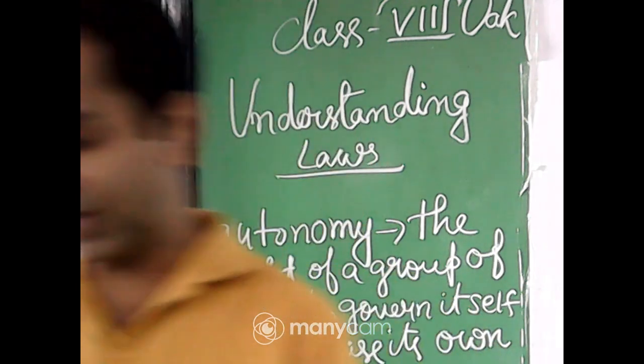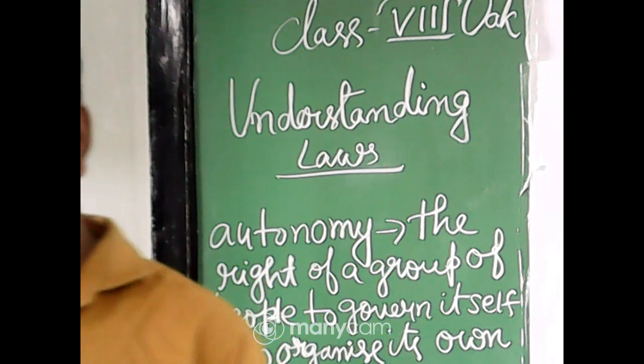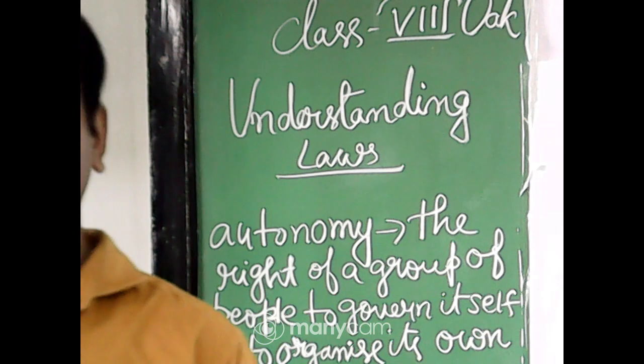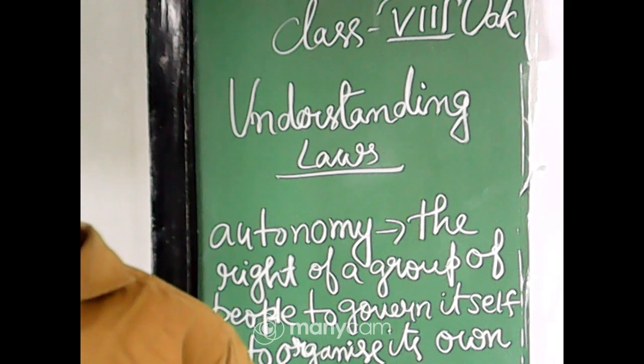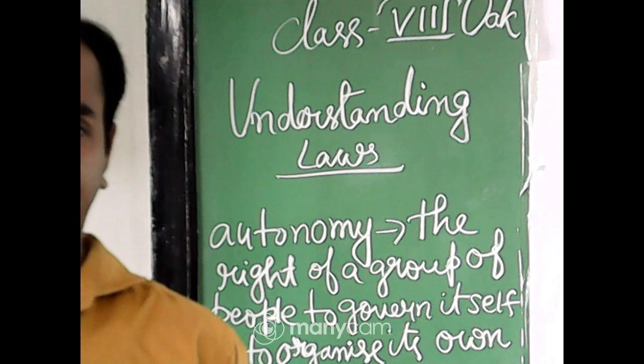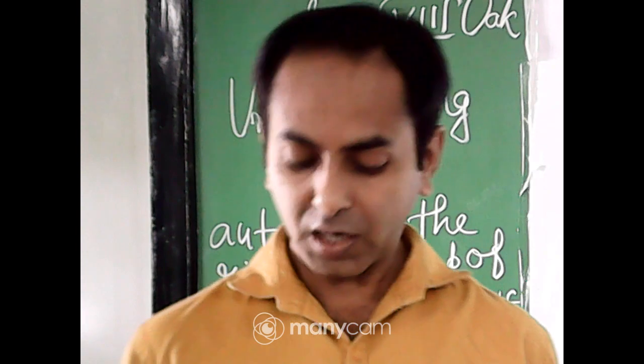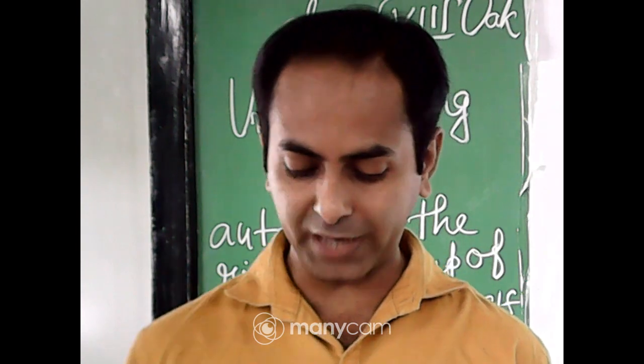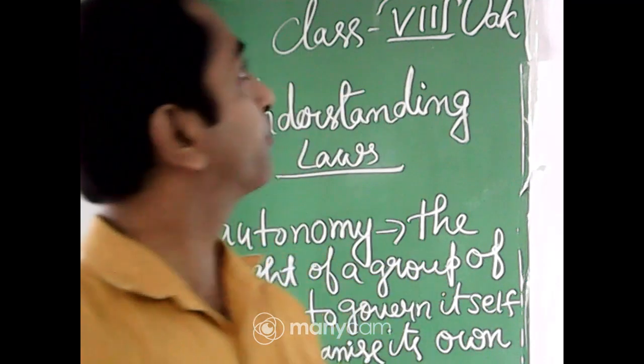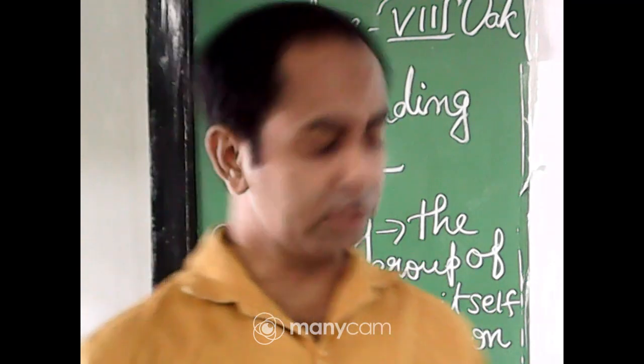Okay, just let me complete the class just after saying this part. The meaning of colony, you can write: a country controlled politically by a more powerful country that is often far away. A country controlled politically by a more powerful country that is often far away. So you can write down the meaning of colony.